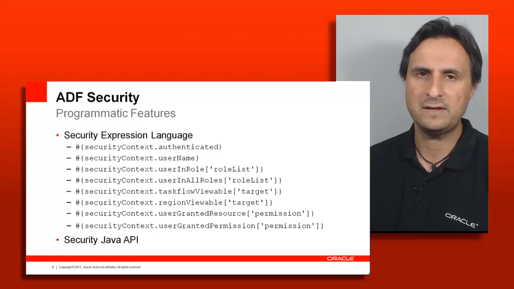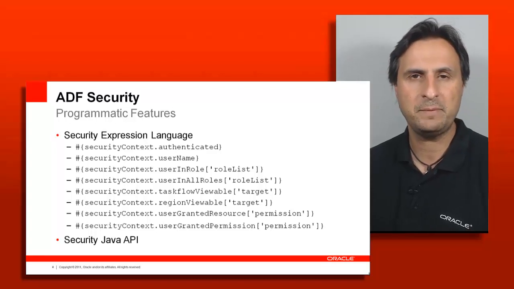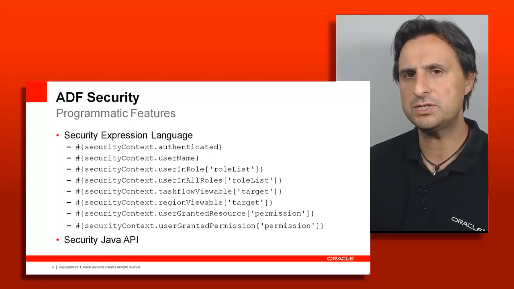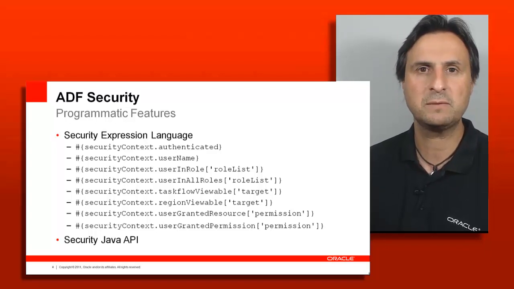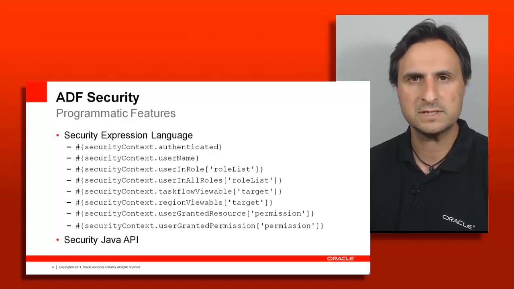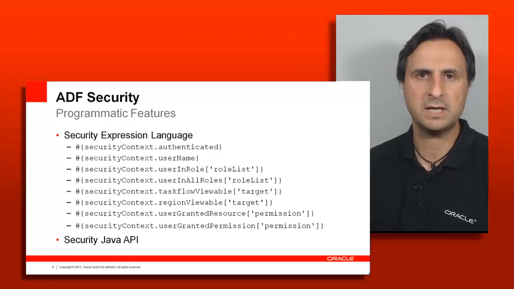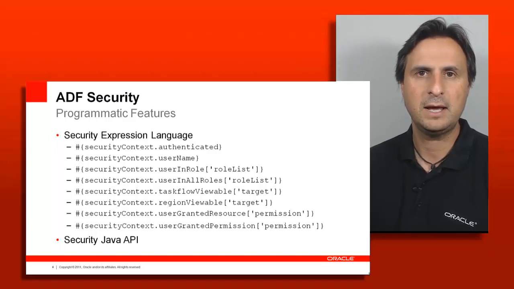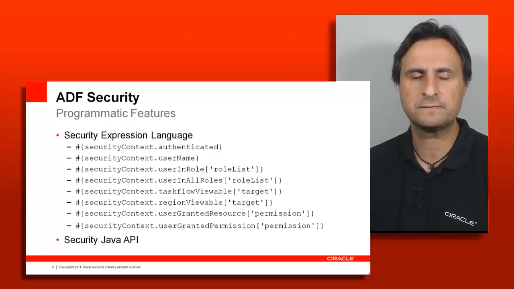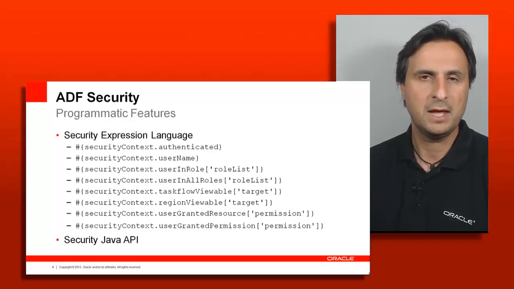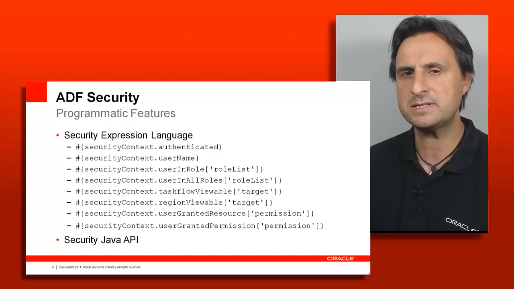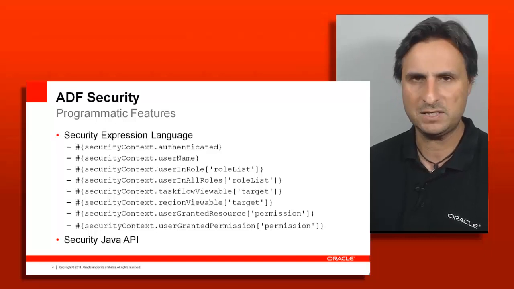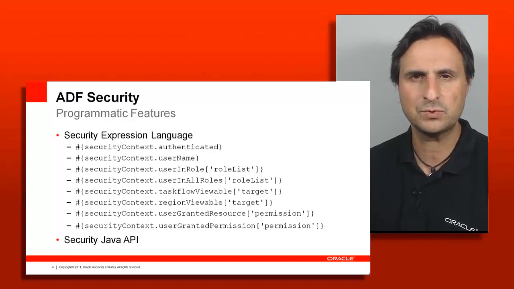A part of ADF security is an API. Now, everything is JAAS-based, permission-based. Internally, the framework is just doing a check permission. However, you can do this as well. And for this, we provide expression language, and we provide a Java API. And all of these just start from the security context. Now, the security context gives you access to the roles a user is in, and we're talking about enterprise roles, and we're talking about application roles.